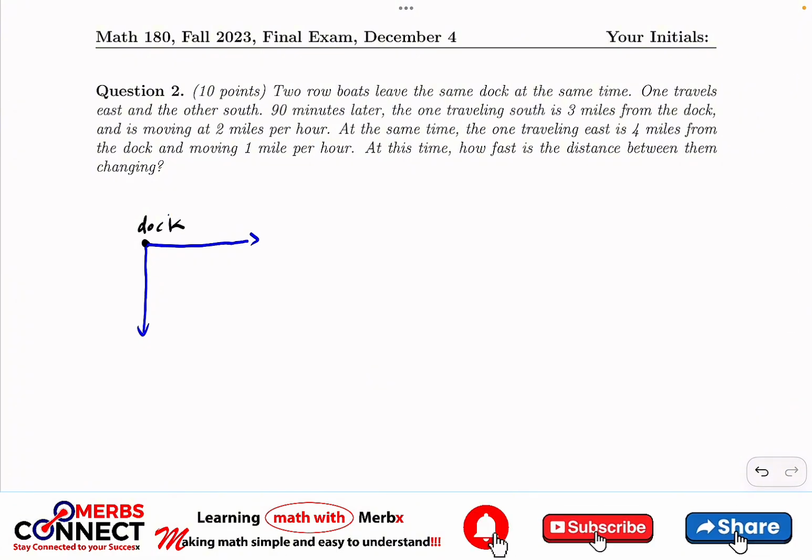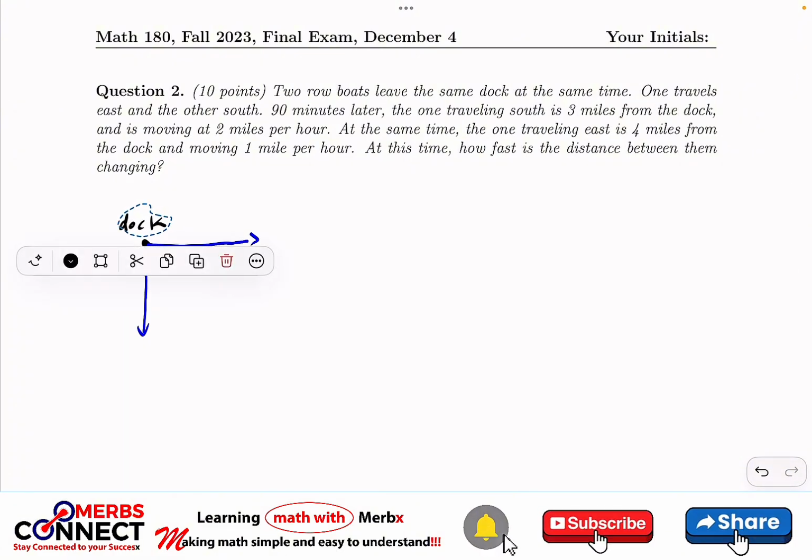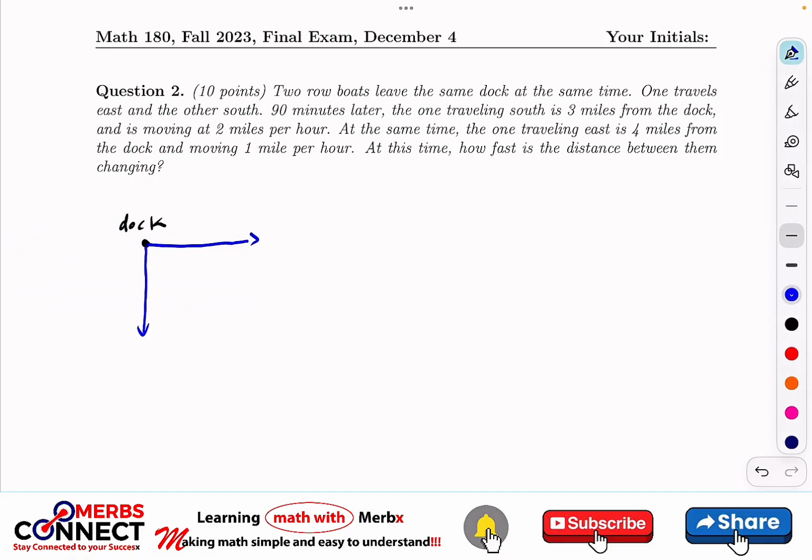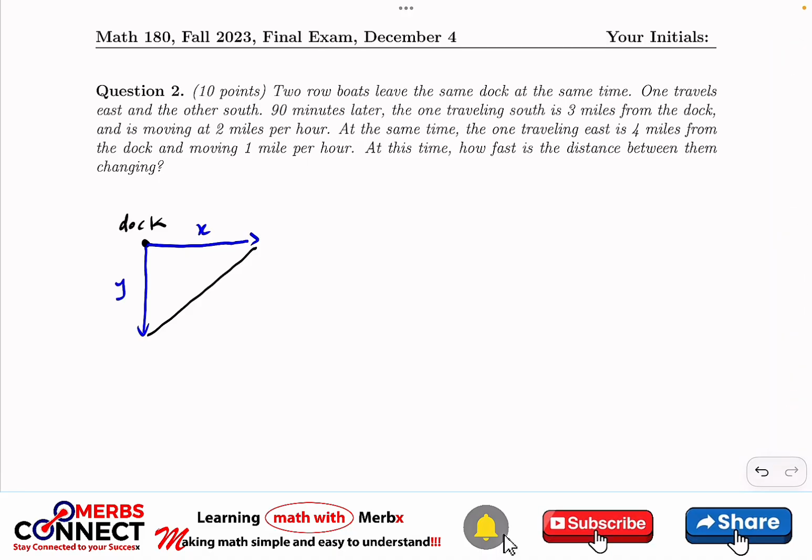So when I have something like this, I can say, okay, this is my y and this is my x. So definitely we are going to form the Pythagorean theorem. I just need something joining them together, right? Now let's continue reading and find out the rest of the function. So 90 minutes later, the one traveling south is 3 miles from the dock. So 3 miles means that the one from the south, this is the south side, right?